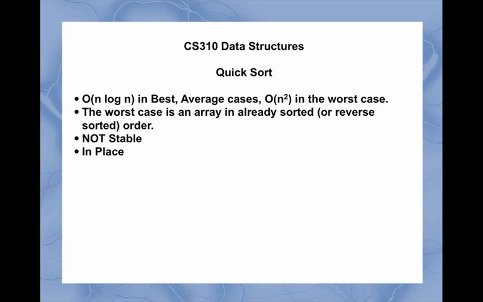The next algorithm we want to look at is quicksort. Quicksort is big O of n log n in the best and average cases, but big O of n squared in the worst case. This worst case is when an array is already sorted or almost sorted order or in reverse sorted order. The algorithm is in place. It does not require any extra storage in terms of the input size n, but it is not stable. There is no guarantee that duplicate elements will remain in the same position in the final sorted array.